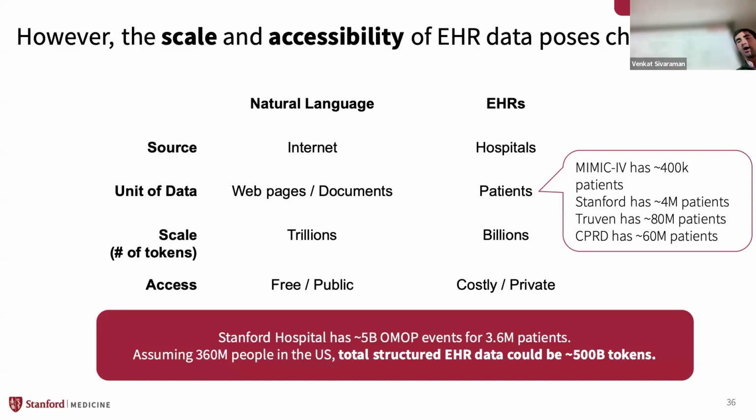To give a rough estimate, at Stanford we have about 4 million patients. There's about 5 billion total structured clinical events happening to these patients. And so, projecting it to the size of the US, maybe the whole universe of structured EHR data is about 500 billion tokens worth of data. I don't know if that's true or not. That was a super rough estimate, but it gives you a sense of the size of the data that we're looking at.